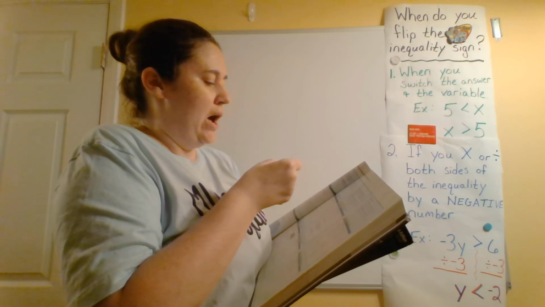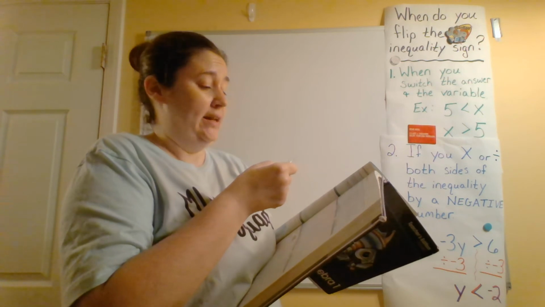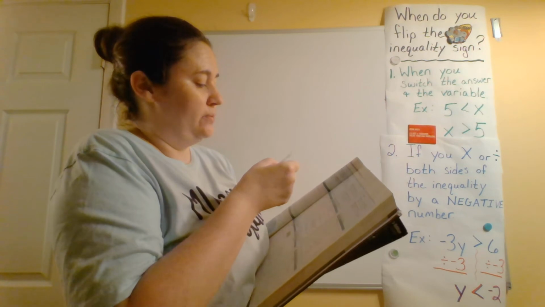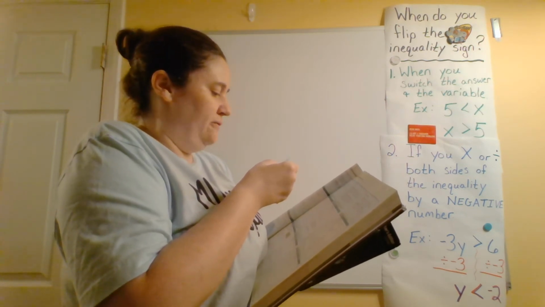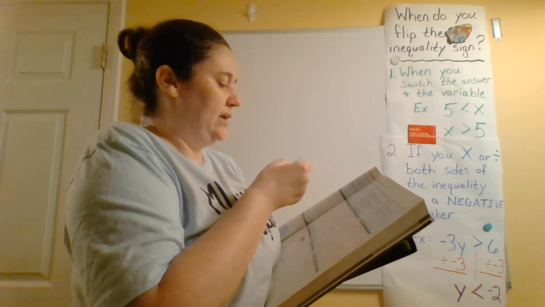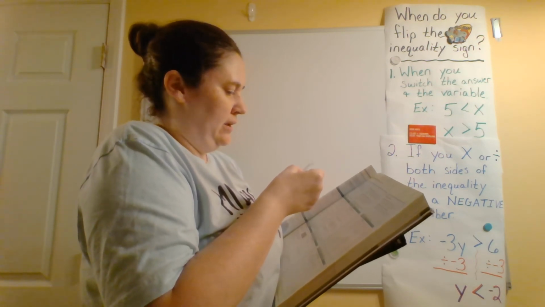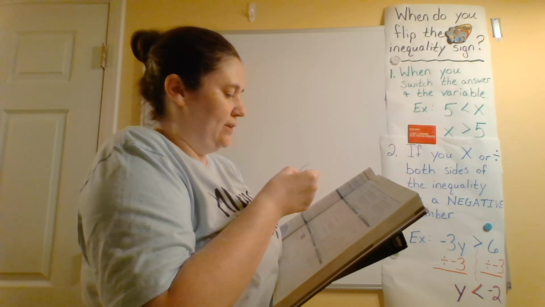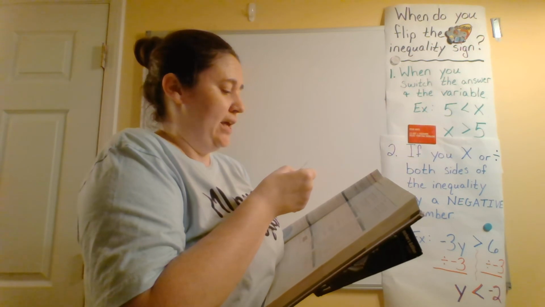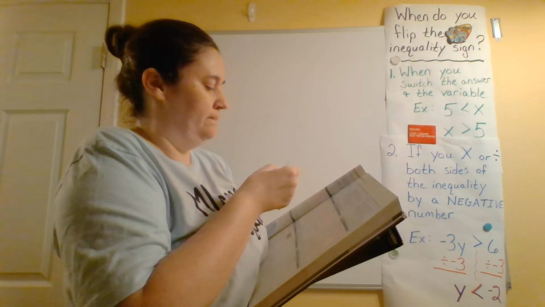Number 4, Y is greater than or equal to -3/2 or -1/2. You need a closed circle on -1/2 with a line to the right. Number 5, X is less than or equal to -9. Closed circle on -9 with a line to the left. Number 6, K is greater than or equal to -3/2. Closed circle on -3/2 with a line to the right. Oh, that could have also been -1.5.